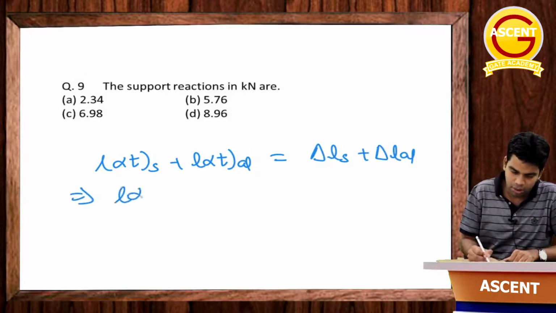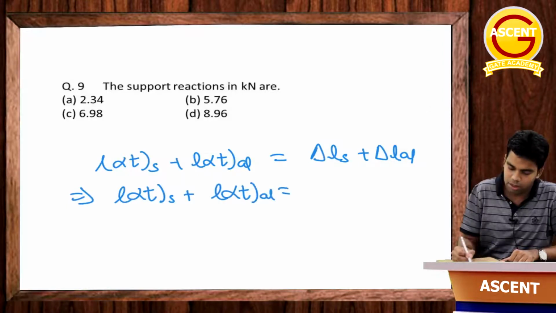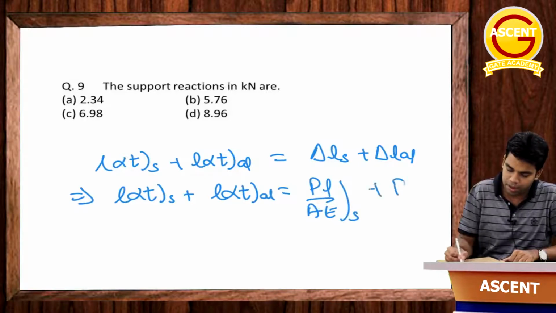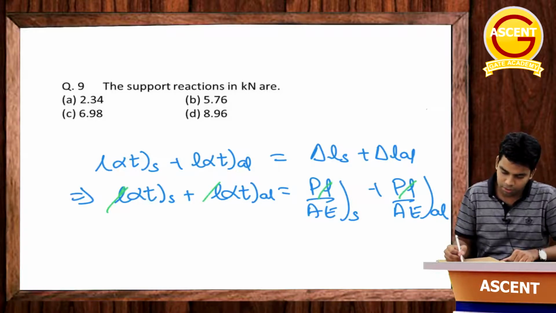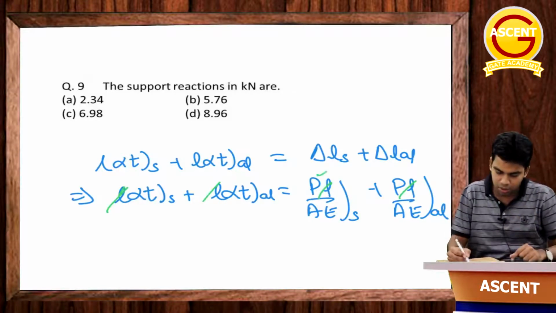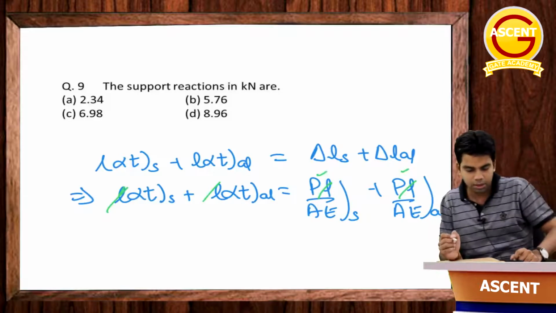Okay, so this will be L alpha T of steel plus L alpha T of aluminum is equal to PL by AE of steel plus PL by AE of aluminum. That's it. Now because length is same, the length will be cancelled out. We have to determine the support reactions. That means we want to determine the value of P.